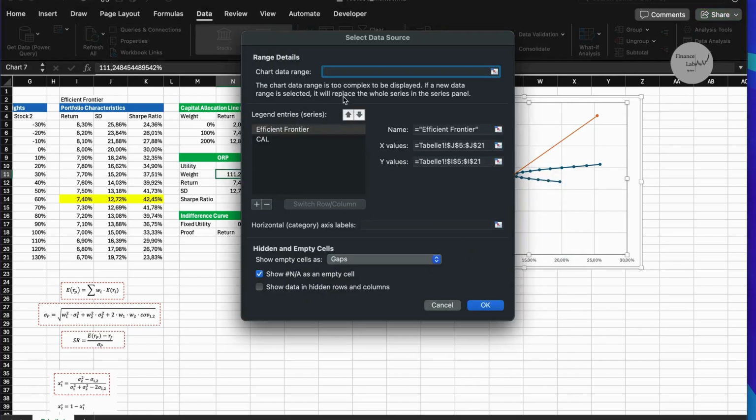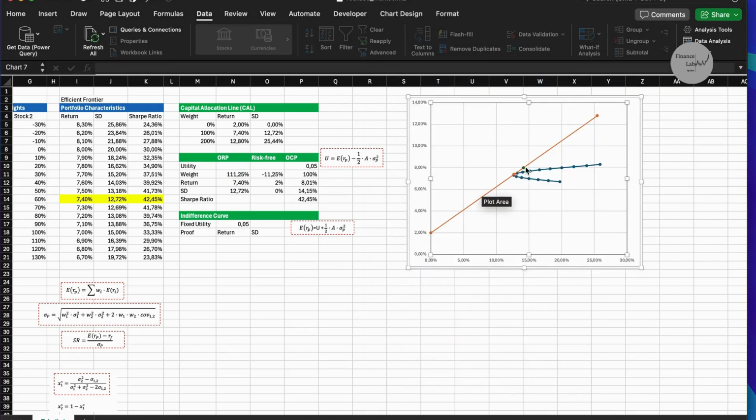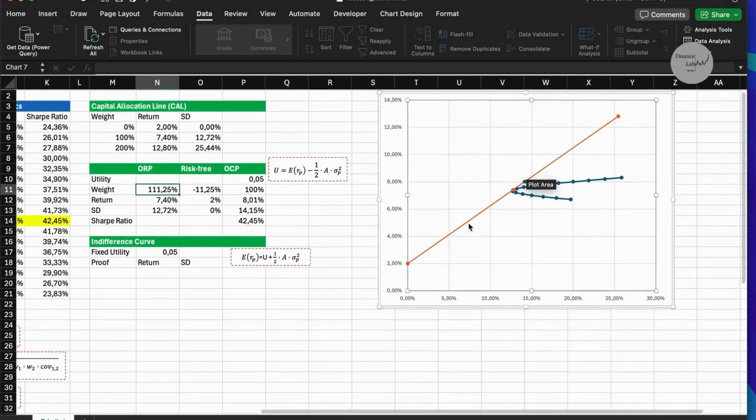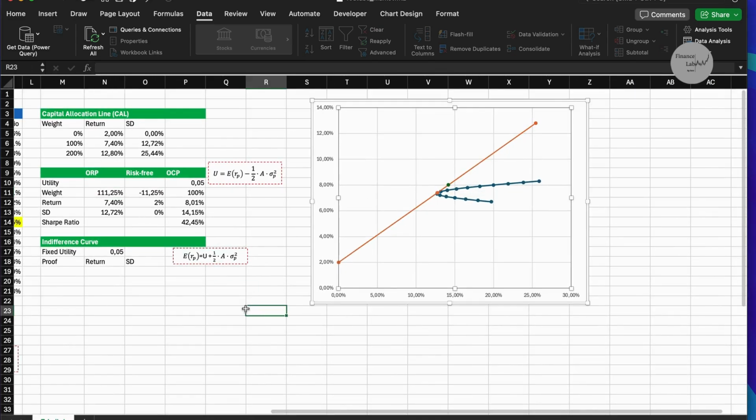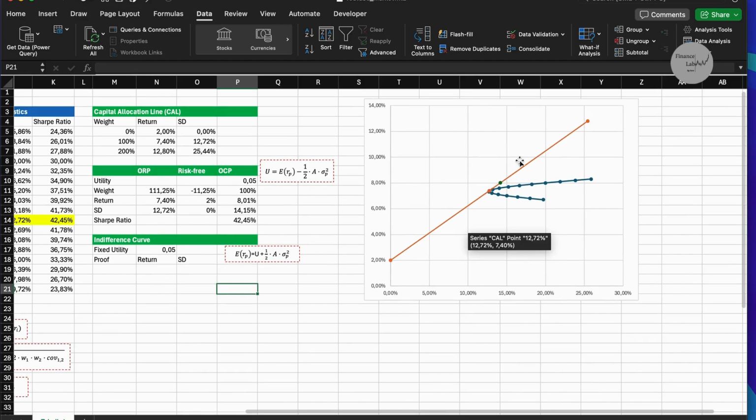We have to select some data. So we go with the plus to make some new optimal complete portfolio. X value is, you know it, the standard deviation. Y value will be the return. Plot this, and here we have it as we expected it to be. And now we can plot our indifference curve that represents the preferences of the investor. The utility function will be right here.